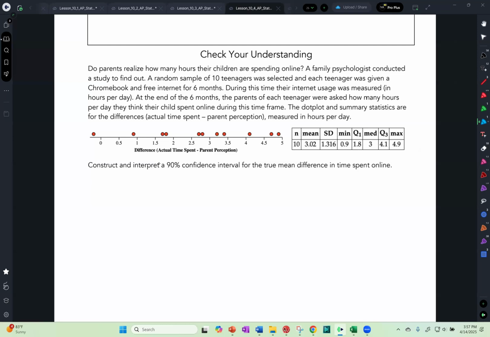Construct and interpret. So it's a one sample t interval for a mean difference, and you define your parameter, right? Where mu sub d is the true mean difference in the actual time a teenager spent online minus the amount of time the parent perceived they were online. But notice it's mu sub d, so it's a mean difference. A difference first, then means.